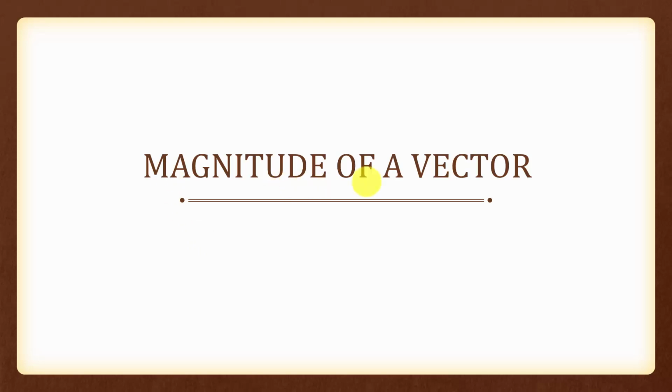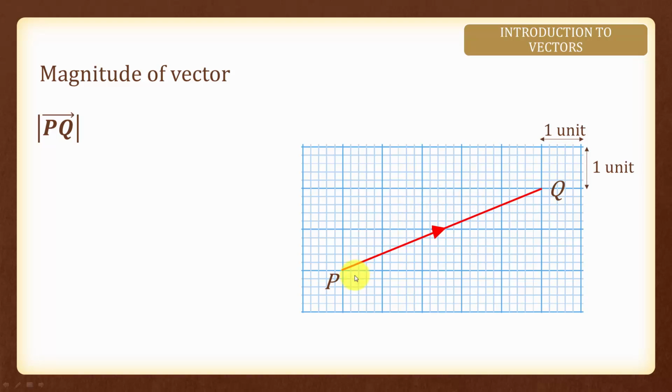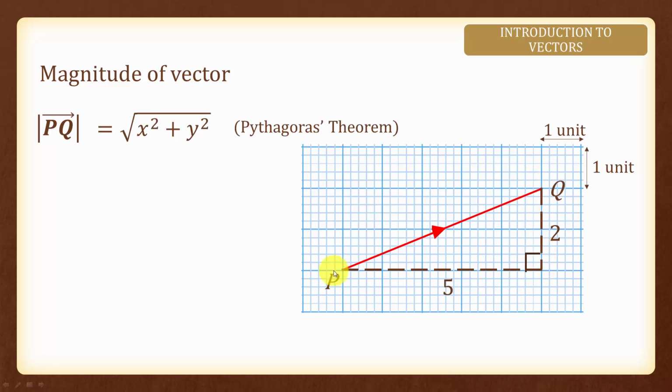Next, we shall learn how to find the magnitude of a vector. Here we have a vector PQ, and we are asked to find the magnitude of this vector. The two vertical lines here are the symbol for magnitude. The horizontal length here will be 5 units, while the vertical length here is 2 units. Therefore, we can apply Pythagoras theorem to find the magnitude of PQ, whereby x is 5 and y is 2. Simplifying, we will have 5.39 units, rounded off to 3 significant figures.